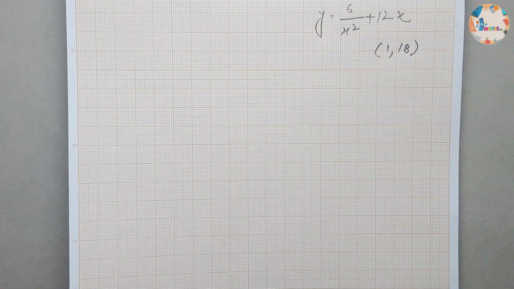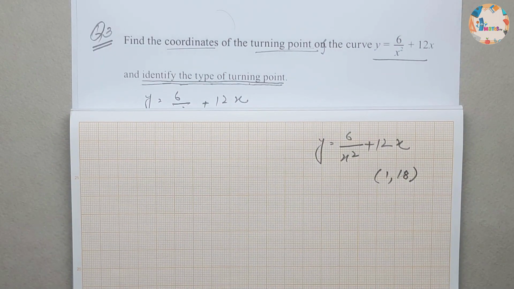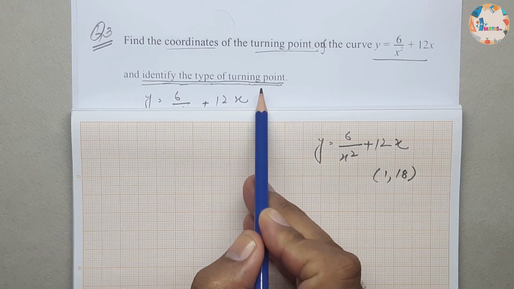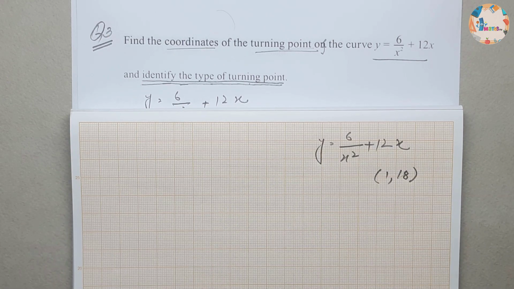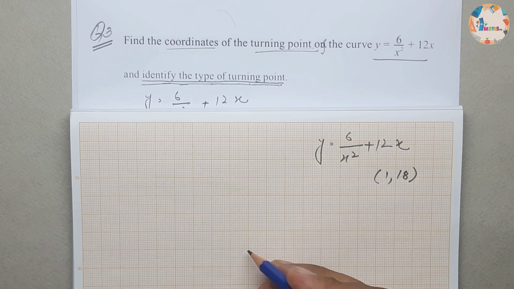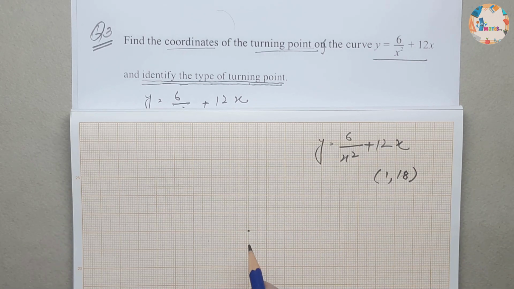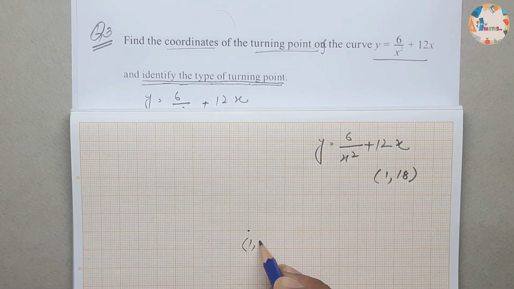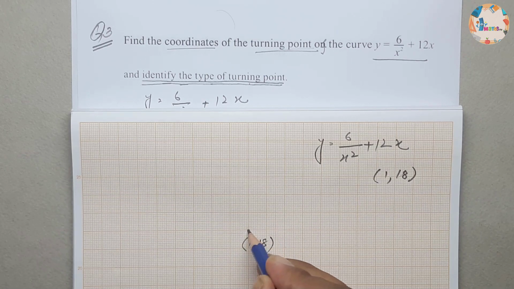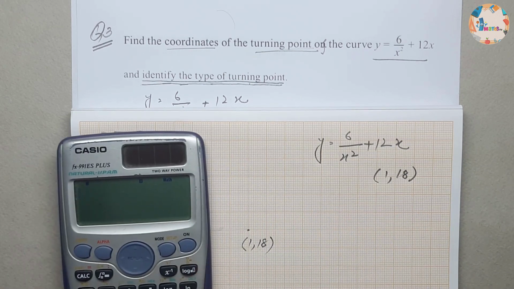Now what we have to do, we have to check the type of this point, identify the type of the turning point. So for that one, for example, say consider this point. Okay, this point is say 1 and 18. 1 and 18 is, for example, this point. Now to check whether it is maximum or minimum point, we will use calculator. So how we will use calculator?